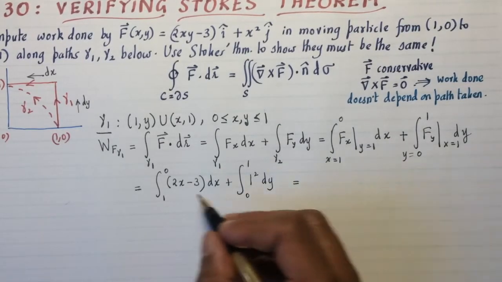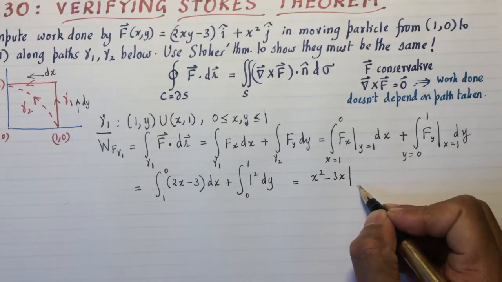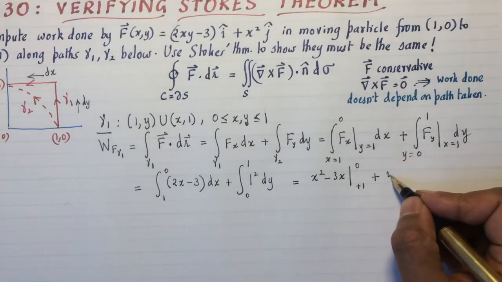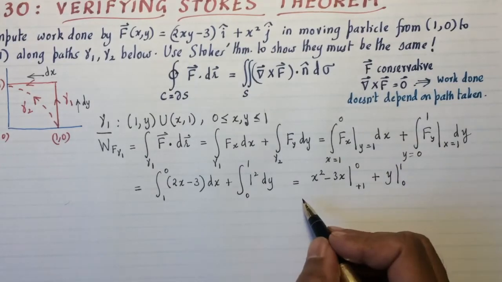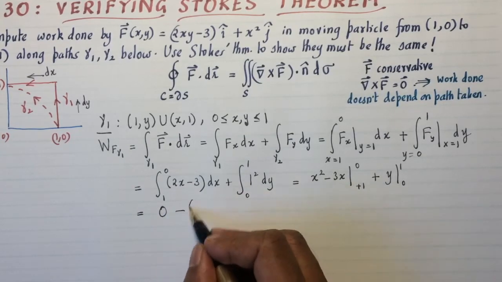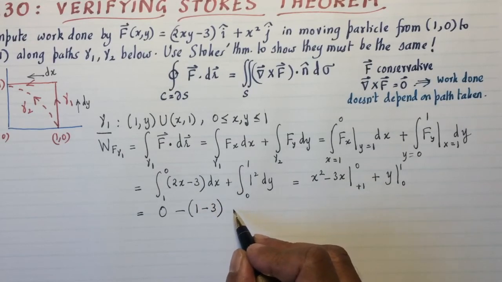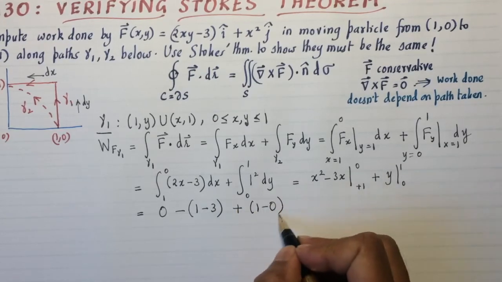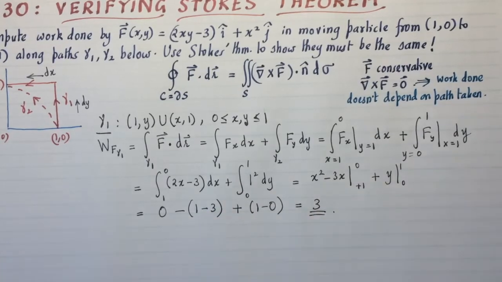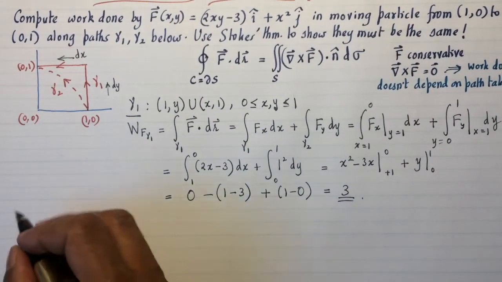Let's compute these. The integral of 2x minus 3 is x squared minus 3x, evaluated between 1 and 0. And the integral of dy between 0 and 1 is just y between 0 and 1. Let's calculate that. 0 gives us no contribution, and 1 gives us the contribution 1 minus 3. Meanwhile, this one has contribution 1 minus 0. 1 minus 3 is minus 2, and minus of minus 2 is plus 2, so that total is 3. Let us now calculate the value of the work done along path gamma 2.